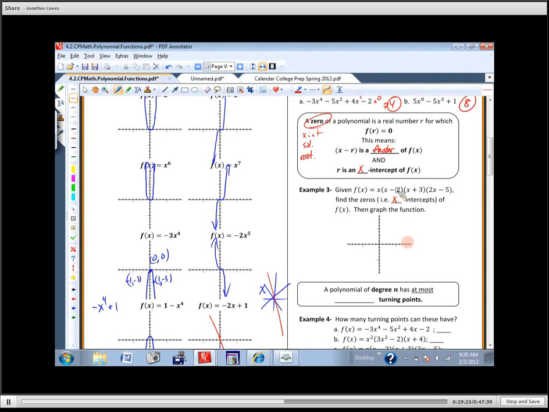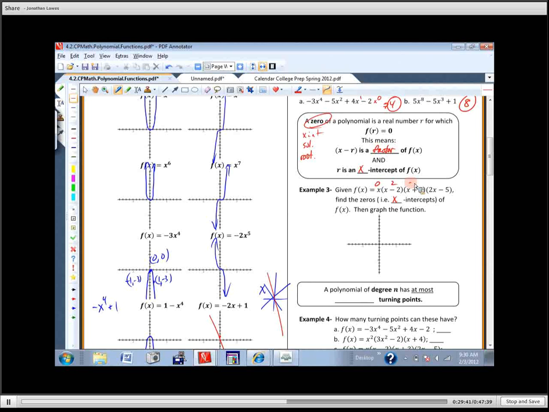So let's just look at this. There are 4 factors. What's the 0 or the x-intercept that comes from the first one? The very first one. 0. What's the one that comes from this one? 2. Negative 3.